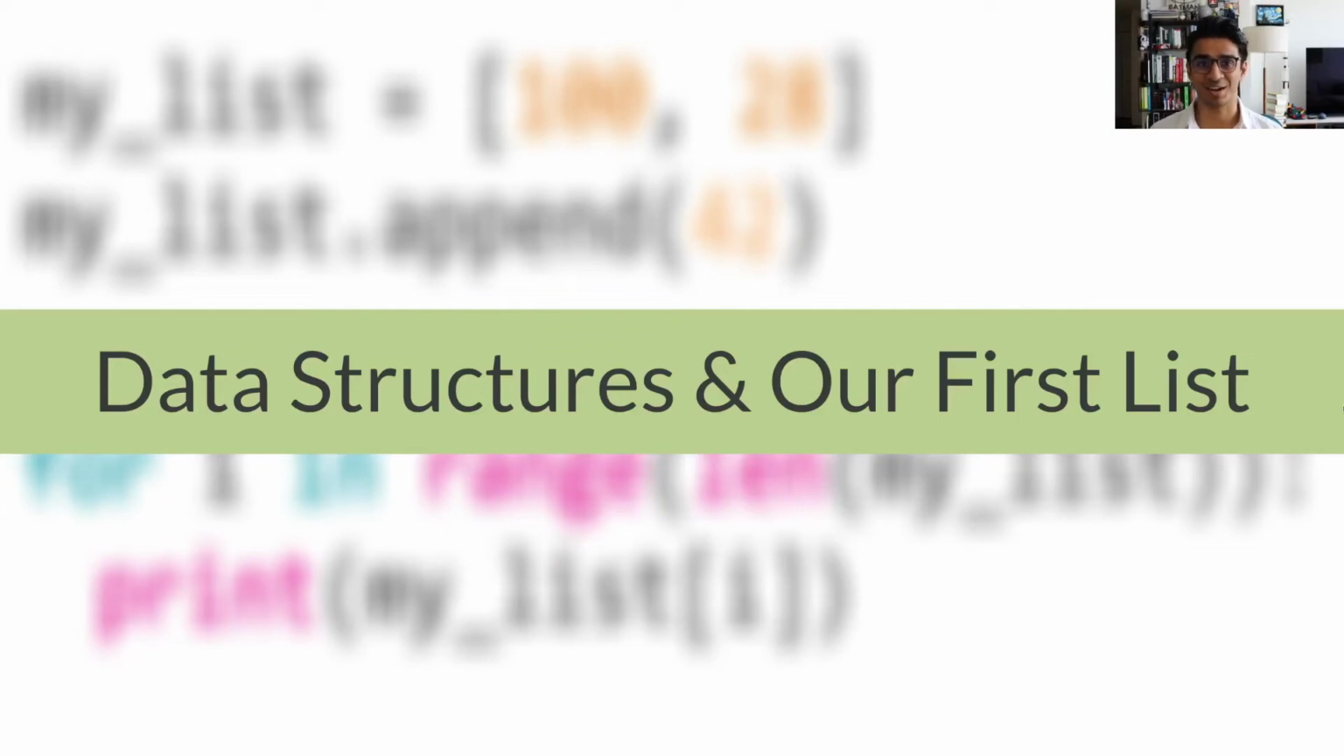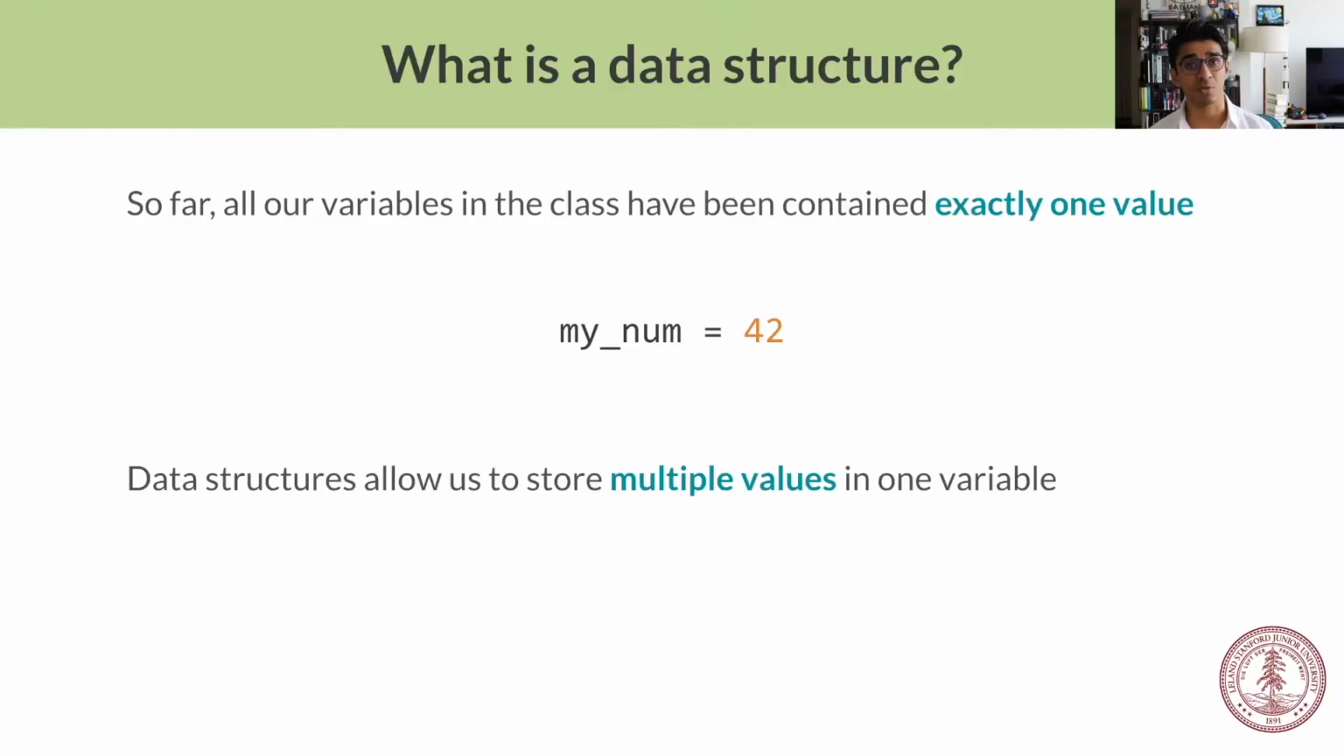Alrighty, let's get this party started with a description of what data structures are and how we can use our first lists. So one of the assumptions we've made throughout Code in Place so far is that every variable contains exactly one value. We've talked a lot about how variables are kind of like suitcases with a luggage tag. And in this particular case, we're making a suitcase that has the value 42 inside it and has the luggage tag mynum attached to it.